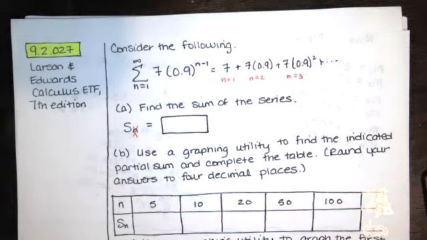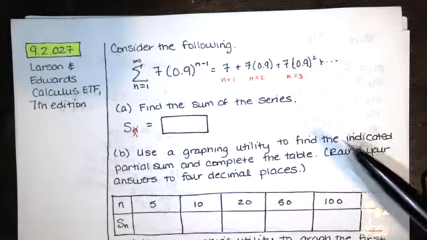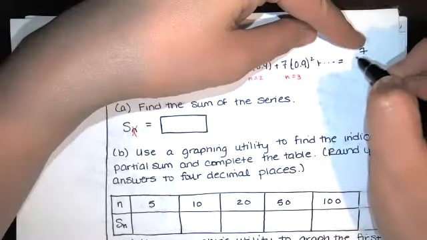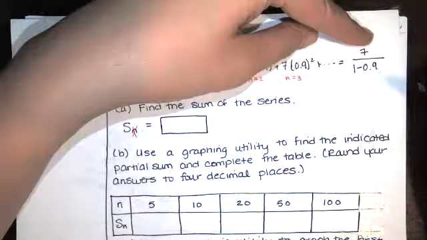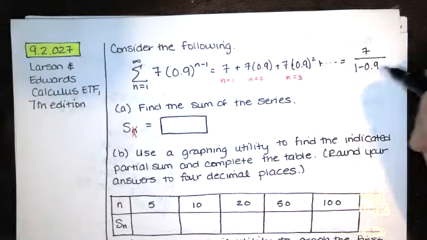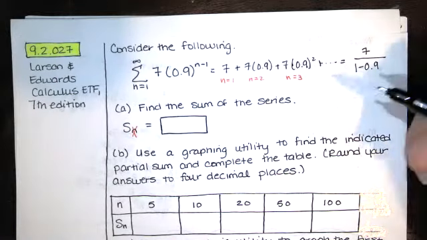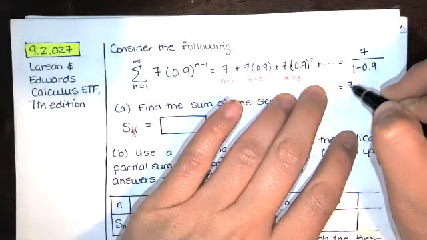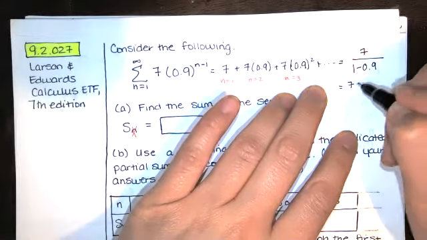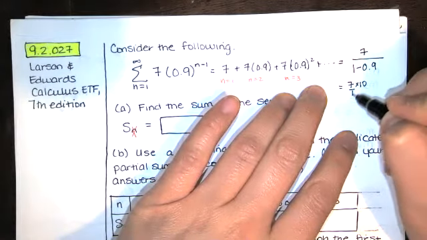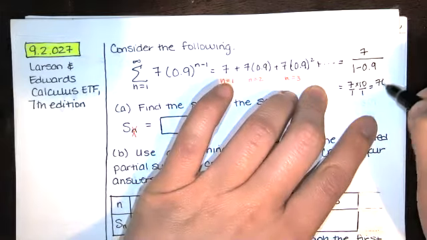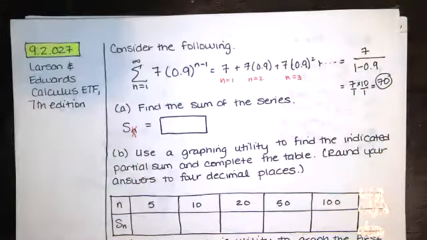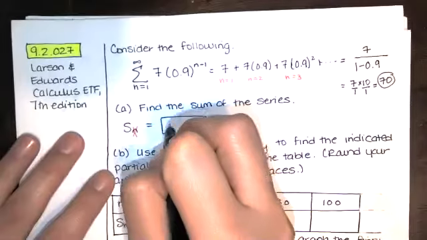Since the absolute value of 0.9 is less than 1, we know this geometric series converges to its first term over 1 minus the common ratio, which is 0.9. 1 minus 0.9 is 0.1 or 1/10. So we've got 7 divided by 1/10. So that's 7 over 1 times 10 over 1 if we multiply by the reciprocal. And it turns out that the sum of the series is 70. So that goes right here.